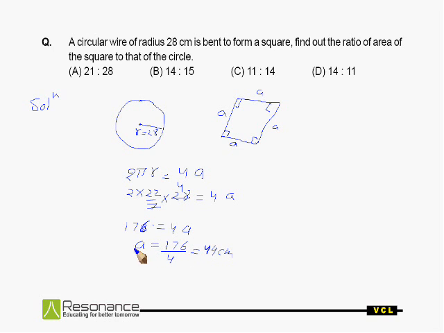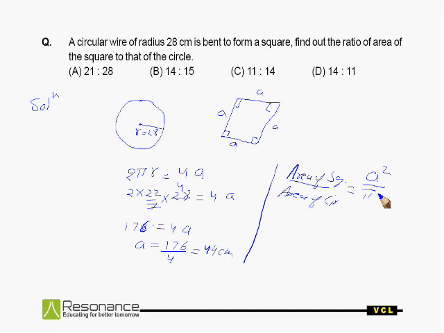The side of a square is 44 centimeter. Now we have to find the ratio of their areas, that is, the ratio of the area of the square to the circle. So the area of square to the area of circle.